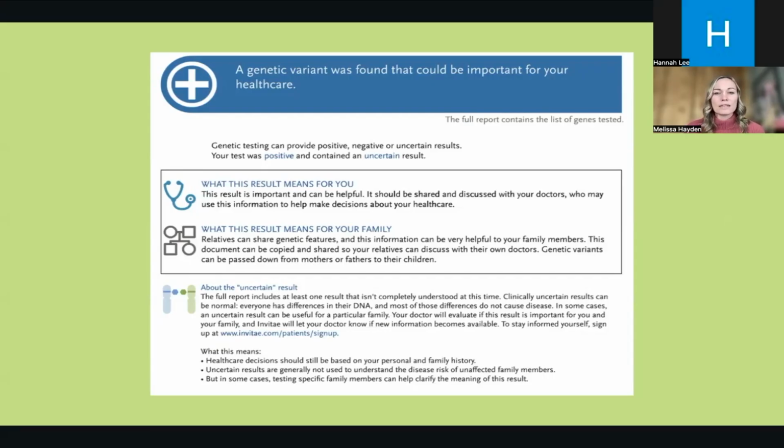Lastly, it also discusses what an uncertain result means and how everyone has genetic variations within their DNA, and sometimes they can be harmful, harmless, or just neutral normal changes to you. An uncertain result is one that is not fully understood yet. However, with further research, that uncertain result could be upgraded to harmful or downgraded to harmless or neutral.